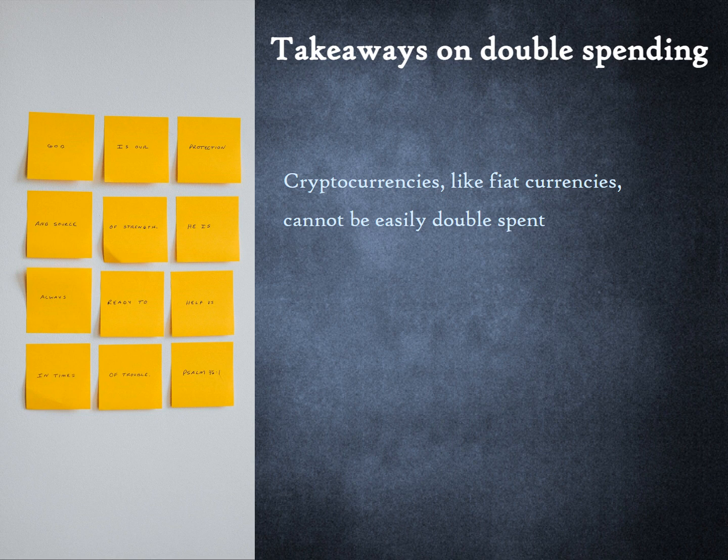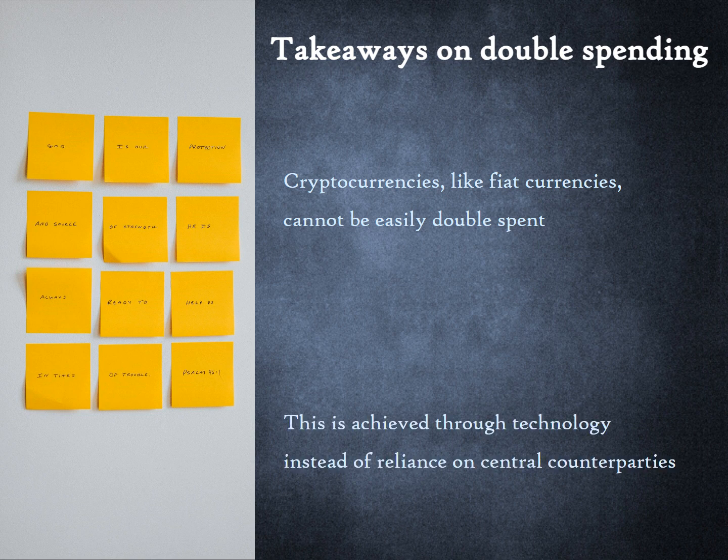This is achieved through technology instead of reliance on central counterparties. Whether the preventability of double spending is 100% foolproof is a matter of debate. But the likelihood of occurrence for established cryptocurrencies like Bitcoin and Ether is very low.